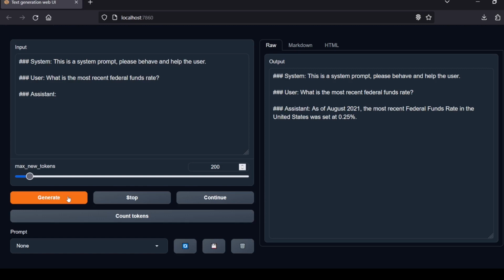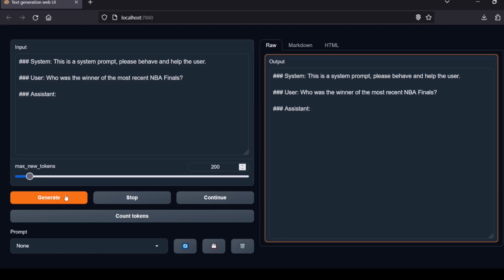The model stated the current federal funds rate is 0.25% as of August 2021. These current event questions are really just to test how up to date the dataset used to train the model is. Local lab rating, partial. Next question. Who was the winner of the most recent NBA Finals?